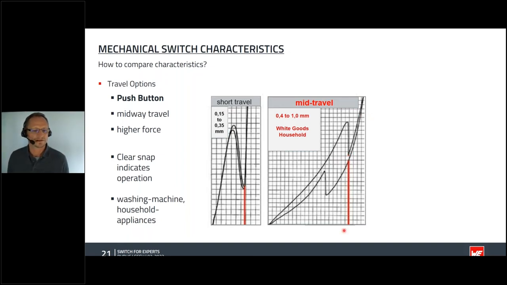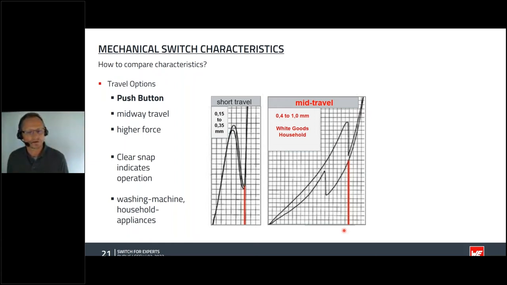So this type of switch is very often found in household appliances, like washing machines, for example. And very often the switches operate in vertical direction to the PCB, and also with a latching function, which means push it once for on and a second time for off.